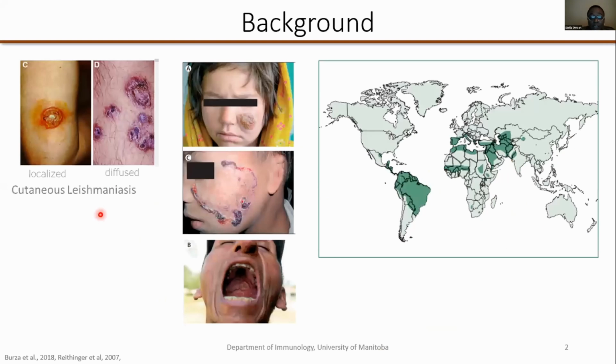Cutaneous leishmaniasis is caused by numerous Leishmania species, including Leishmania major. It presents as a self-healing lesion that could be localized or diffused. Other chronic forms include progressive ulcers and the secondary disease called recidivans, or mucosal leishmaniasis that affects the mucosae. About 1 million new cases occur annually, mostly in countries in South America, parts of North Africa, and Asia.